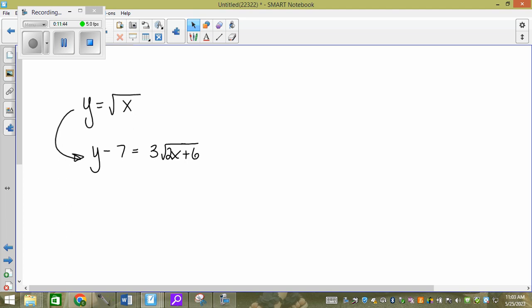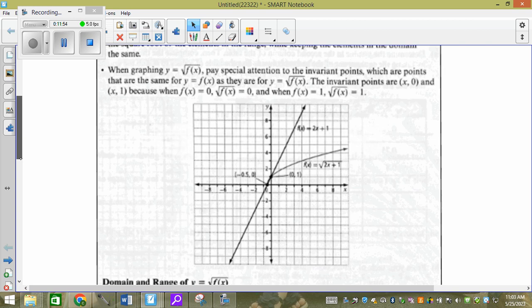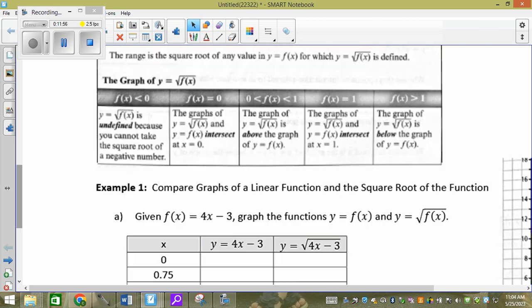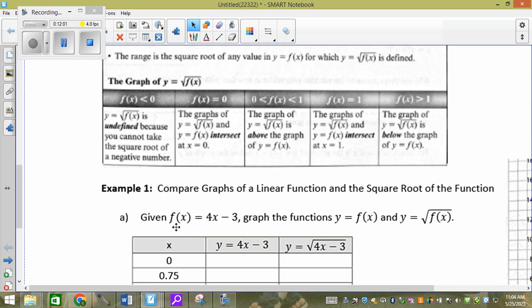You have to be able to tell the difference between the 2 lessons, people get them mixed up. Lesson 1 is I give you a parent function, square root x, and ask you about the transformed one. Okay? Lesson 2 is today's. Lesson 2 is I give you a function. It's either linear or quadratic or some other random function, but usually linear or quadratic. And then I ask you to take the square root of it.